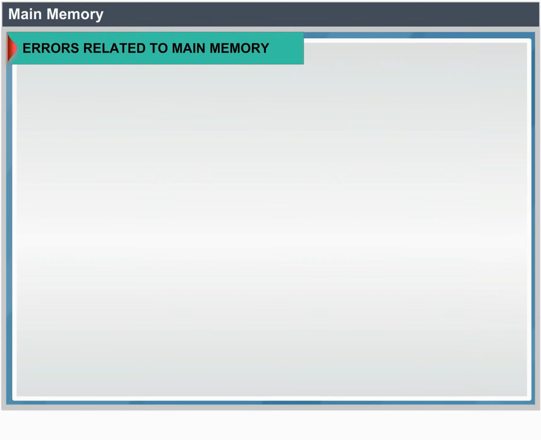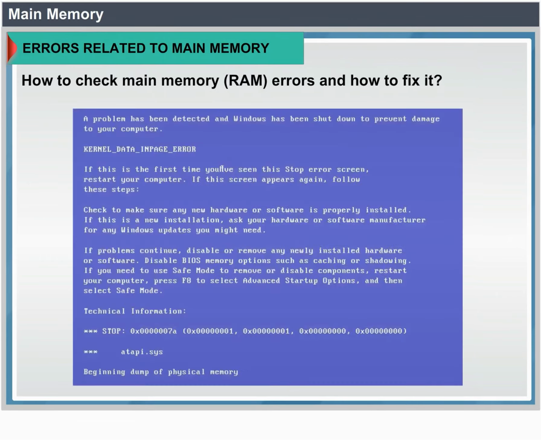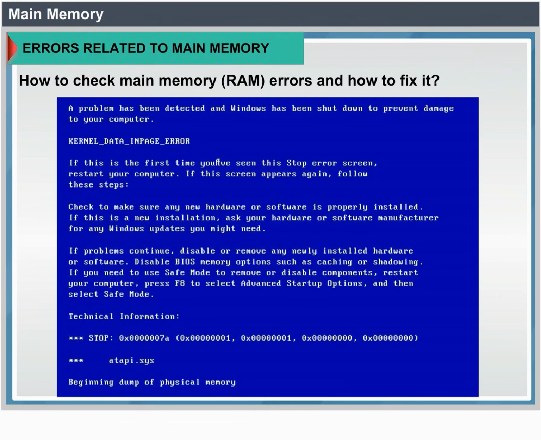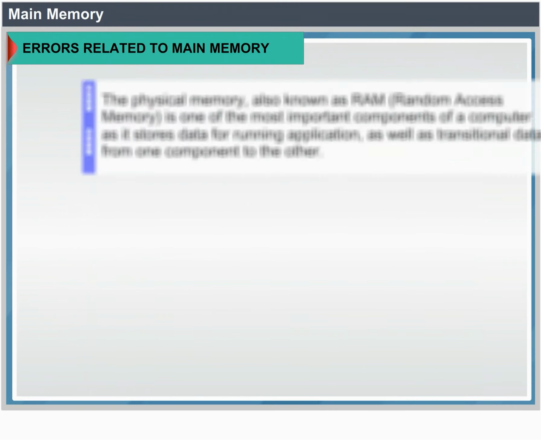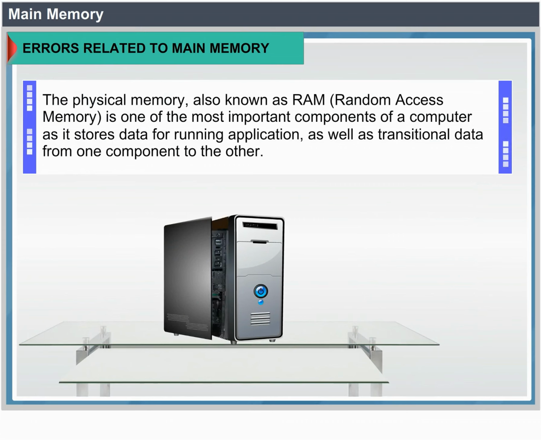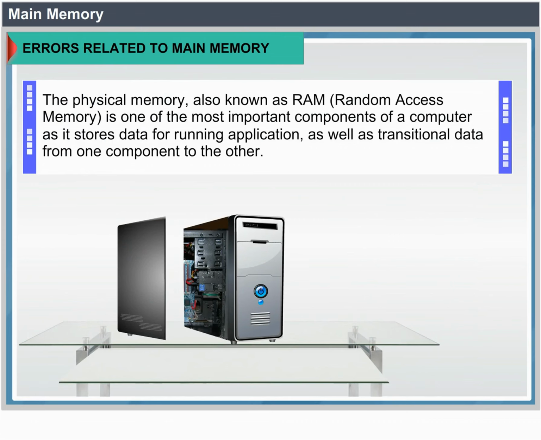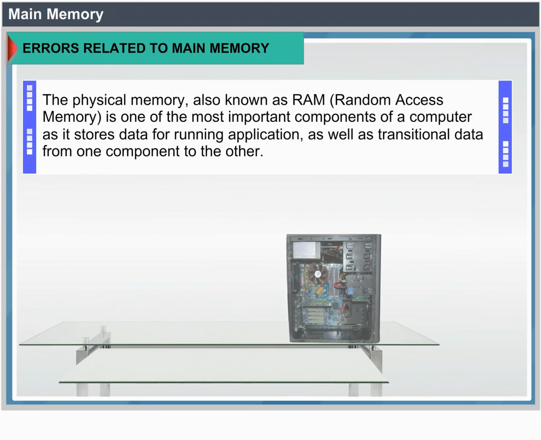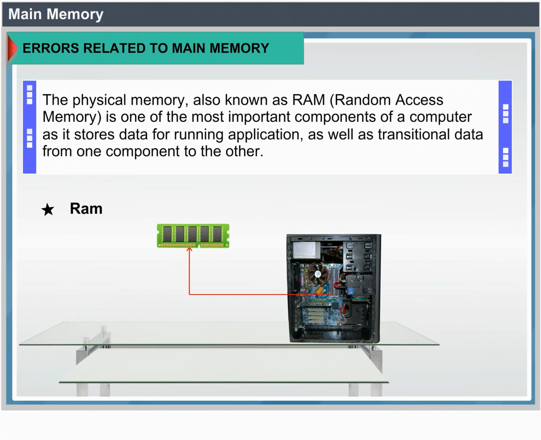Errors related with main memory. How to check main memory RAM errors and how to fix them. The physical memory, also known as RAM, random access memory, is one of the most important components of a computer system as it stores data for running applications as well as transitional data from one component to the other.